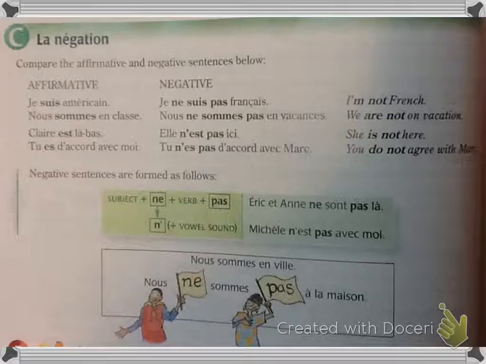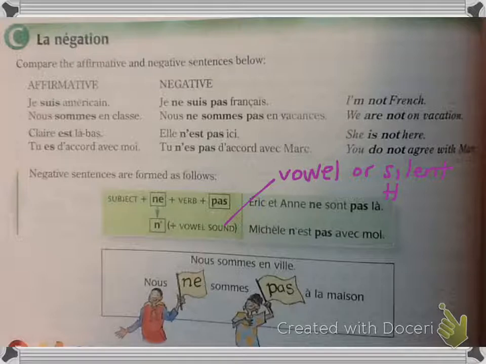The negative sentences are formed as follows. Subject, ne, verb, pas. Eric et Anne ne sont pas là. And if our verb starts with a vowel sound, right? Again, by vowel sound we mean a vowel or a silent H, then it becomes the N apostrophe. Michel n'est pas avec moi. So Eric and Anne are not there. Michel is not with me.